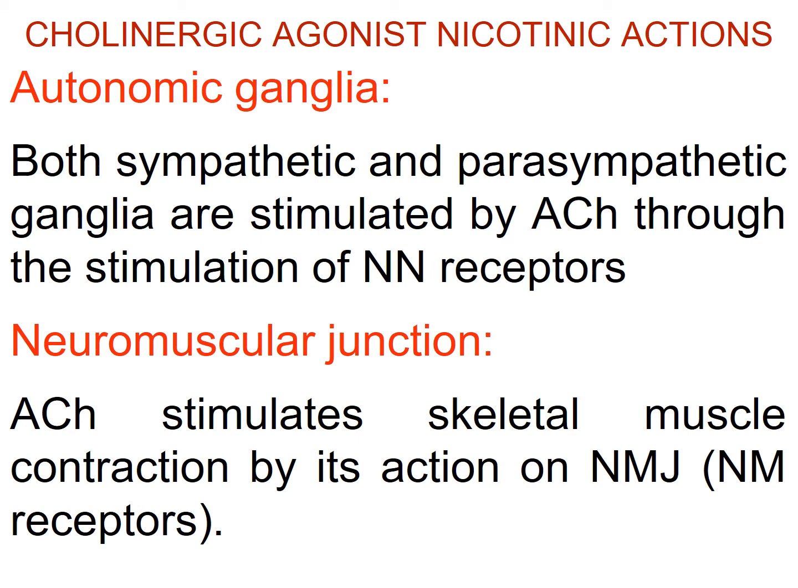Now the nicotinic actions of the cholinergic agonists are: in autonomic ganglia, both sympathetic and parasympathetic ganglia are stimulated through the NN subtype of receptors, whereas at the neuromuscular junction, acetylcholine stimulates skeletal muscle contraction by action on neuromuscular receptors.